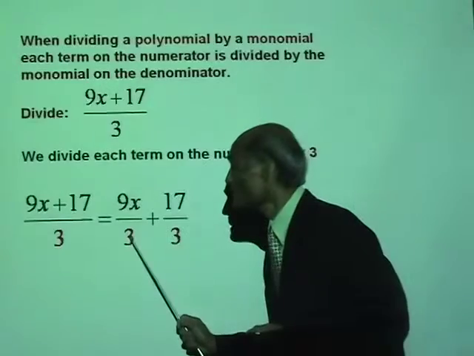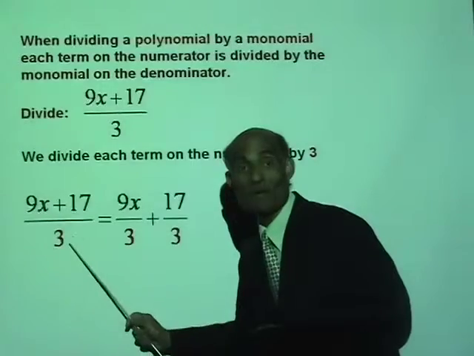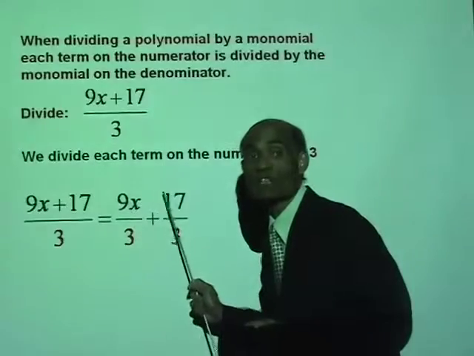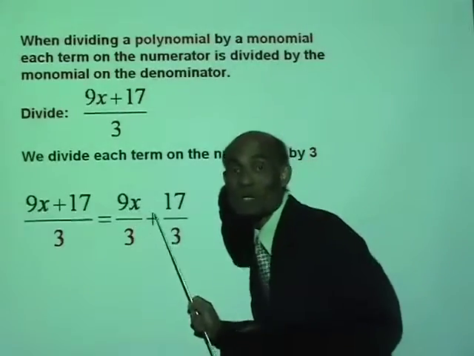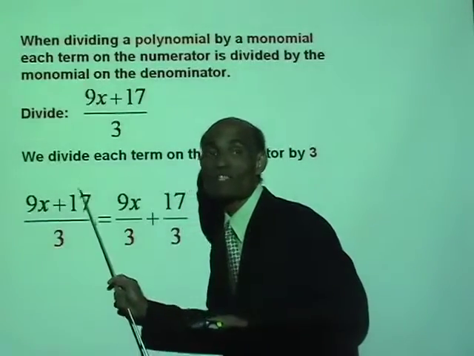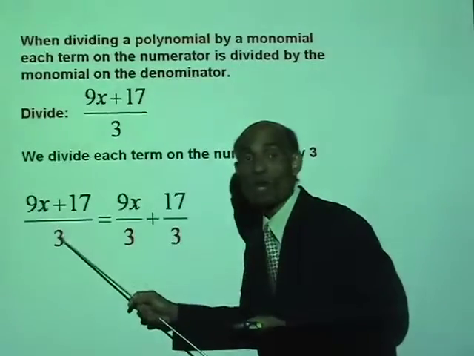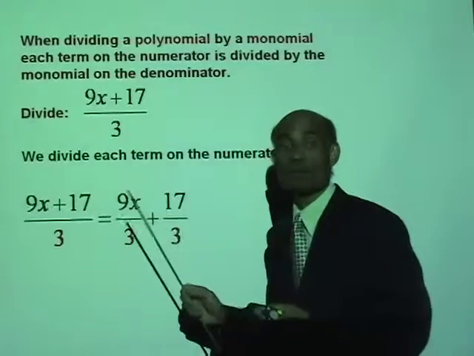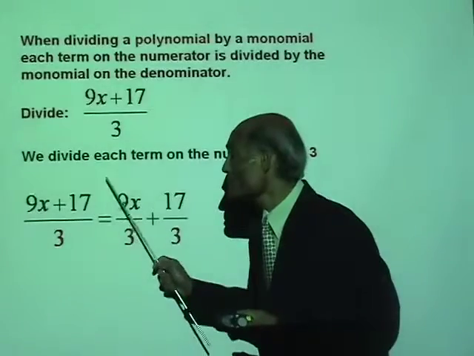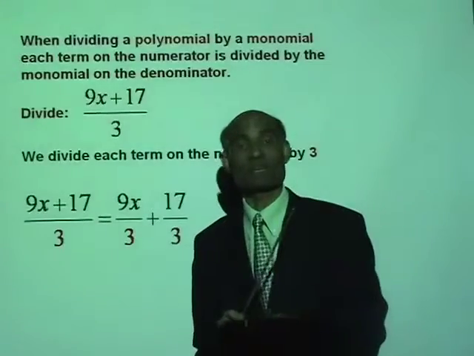You notice that the denominators are both the same here, which is the same as the common denominator, and the numerator can be obtained by simply adding these two numerator terms. You see, you can go back to there. So once again, when a polynomial is divided by a monomial, then each term of the polynomial is divided by the monomial. 9x plus 17 all over 3 is equal to 9x divided by 3 plus 17 divided by 3.